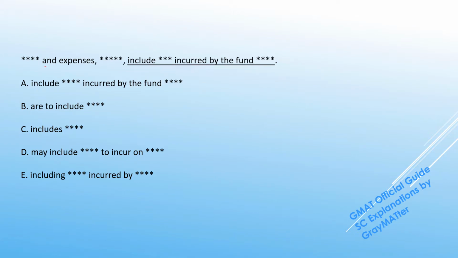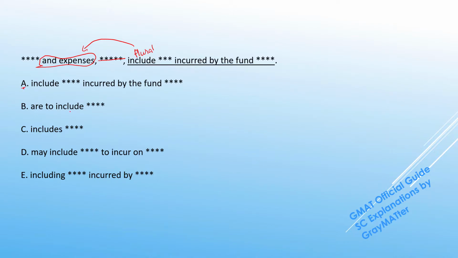In this sentence, we can notice that the subject here is the fees and the expenses. So we have a plural subject, and this is followed by a modifier construction as described. Now we can read around this. So we can see that the underlined portion starts with this verb include, and of course this is a plural verb which perfectly agrees with the plural subject. So A seems fine by subject verb agreement and construction. We can hold on to that.